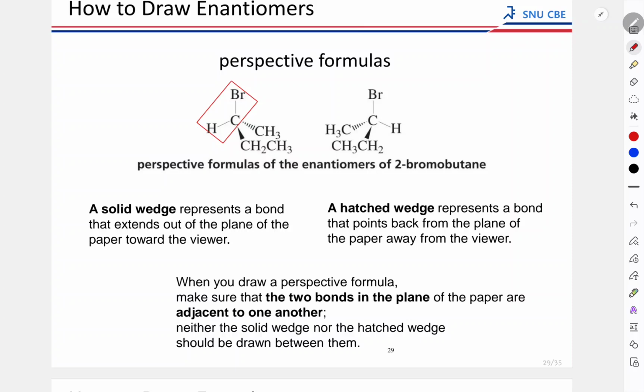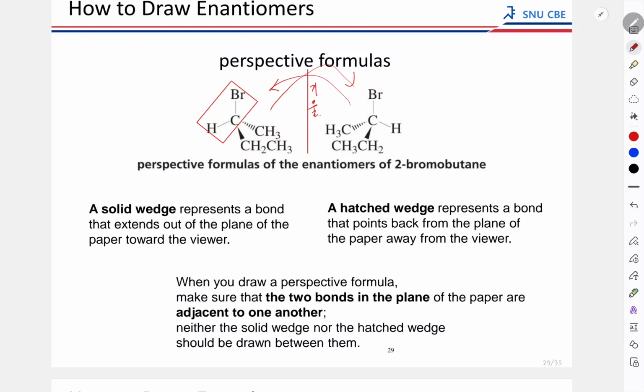Okay? And then you can draw the mirror image to that, right? With respect to the mirror in the middle. Then you can rationalize how this can be an enantiomer. So when you draw a perspective formula, you should make sure that the 2 bonds in the plane, these 2, in the paper, are adjacent to one another. And these 2 have to be adjacent to each other. That's a rule you should stick to.